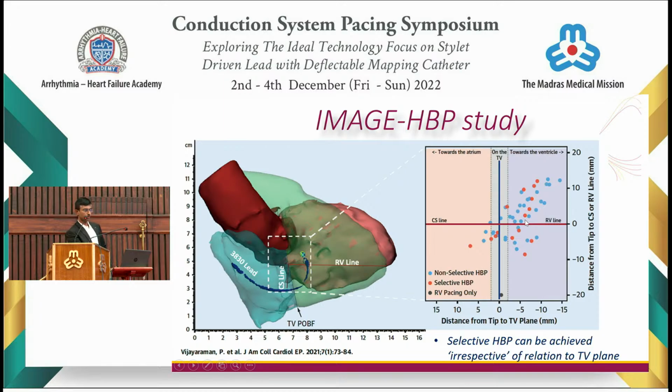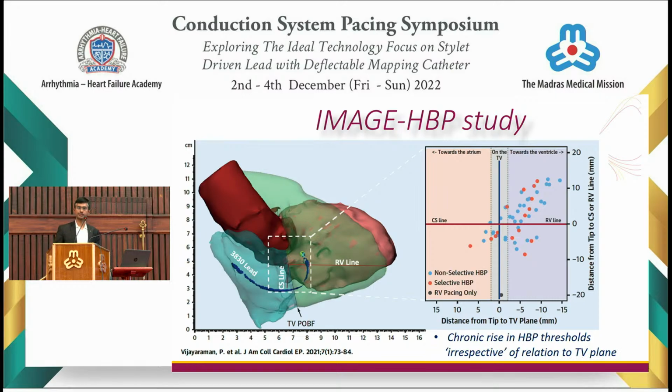It was only a select few, 11 of the 51 patients, who had the lead tip on the atrial aspect of the tricuspid valve plane. But irrespective of whether it was on the ventricular or atrial aspect, contrary to the notion till then that selective His bundle pacing can be achieved only on the atrial side, this study came out with the finding that selective His bundle pacing could be achieved irrespective of the relation to the tricuspid valve plane.